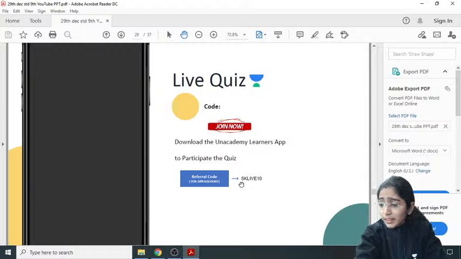Ma'am, there is Menti. Beta, there is no Menti today, Rashi. Today we'll be just having a discussion on it. Arpita, hi, good evening. Aman, good evening.